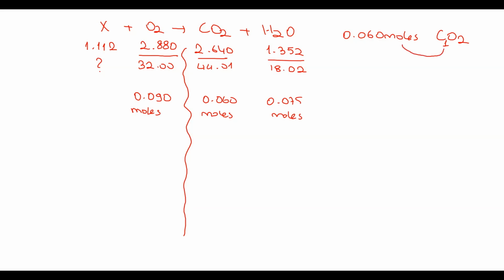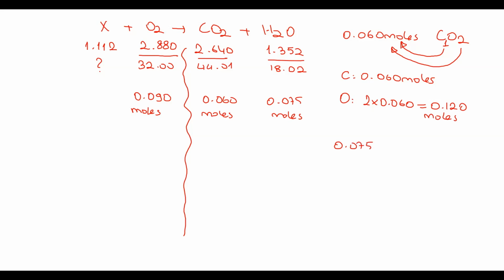So how many moles of carbon do we have? We have 0.060 moles. And how many moles of oxygen do we have? 2 times 0.060 moles, and it makes 0.120 moles. And if you look at the water case, it is 0.075 moles. We need to multiply by 2 for hydrogen atoms, so it is 0.150 moles. And for oxygen, since we don't see any number, it is 1.